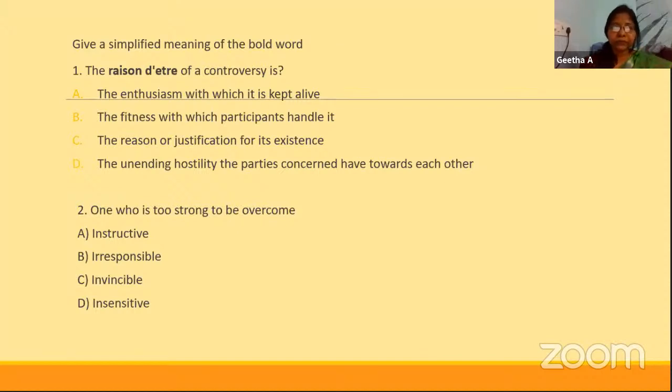Okay, so this is actually a French word. The raison d'etre of a controversy is the enthusiasm with which it is kept alive, the fitness with which participants handle it, the reason or justification for its existence, the unending hostility the parties concerned have towards each other. So you will have to just guess it.